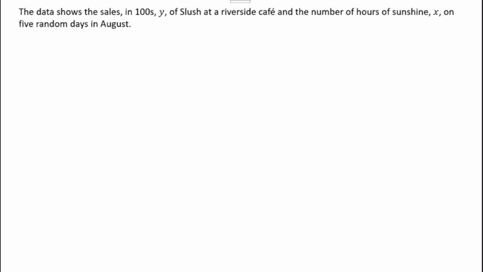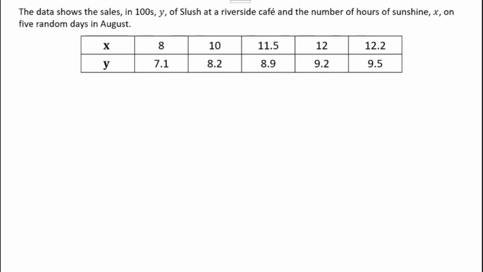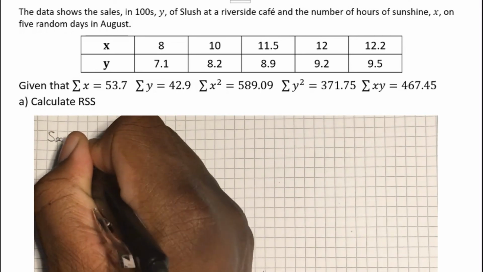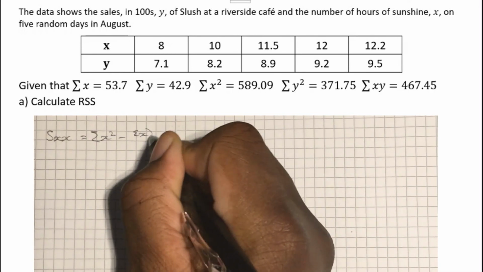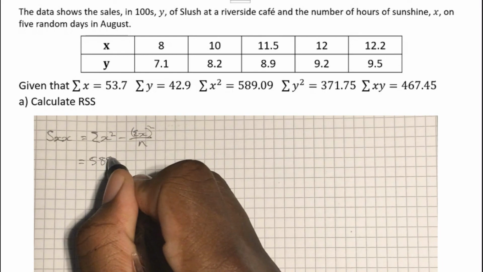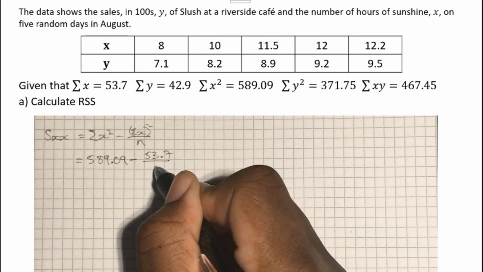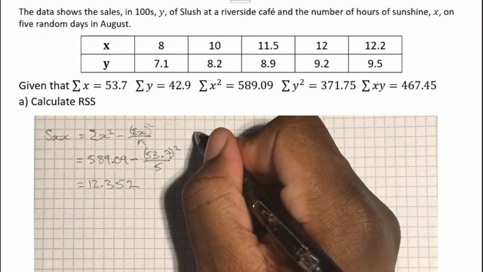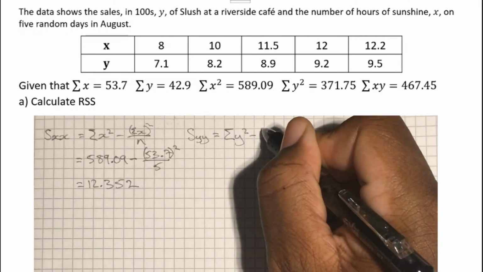Here we have a data set and we have some summary statistics. We've been asked to calculate RSS. I just need to calculate my summary statistics and substitute them into the formula. Since you're quite confident with these, we've looked at them extensively in the previous exercise, I'm just going to whiz through. So the S of XX, if we substitute our values in, we get 12.352.